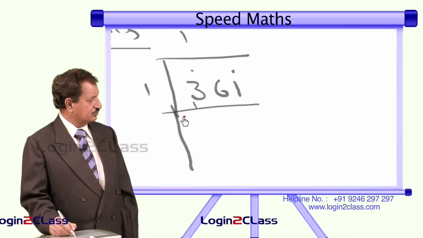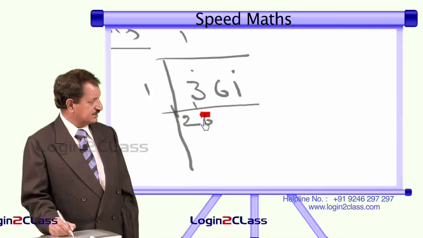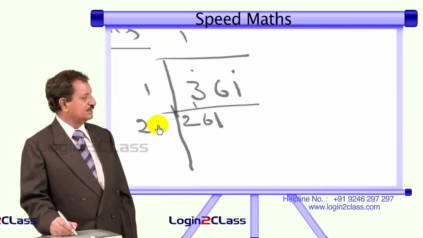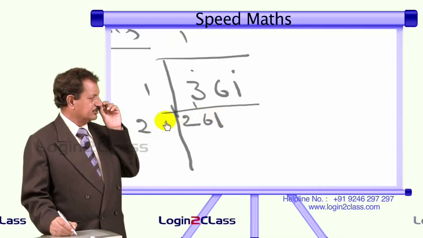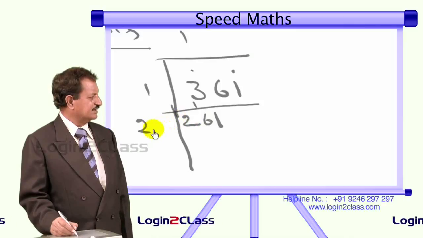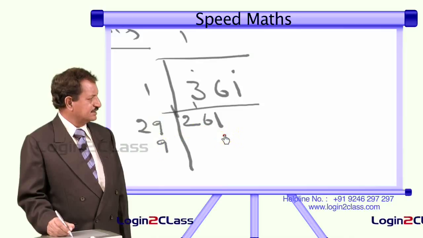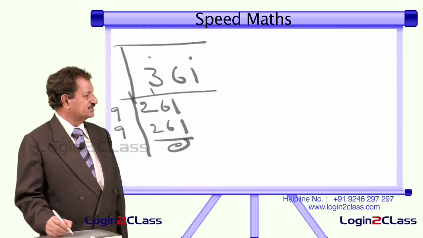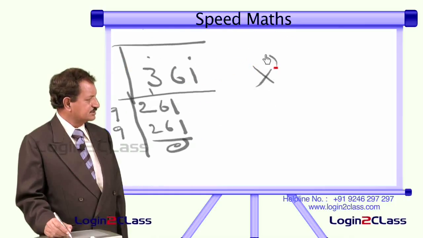3 minus 1 is 2. You have to get down 2 digits, that is 61. 1 into 2 is 2, and you must go on multiplying: 21 ones 21, 22 twos 44, 23 threes 69, 24 fours, like that. And in the end, when you multiply 9 with 9, 9 nines 81, 9 twos 18 plus 8 is 26, 1, 0. So the answer is 19. But this is a very, very laborious process.